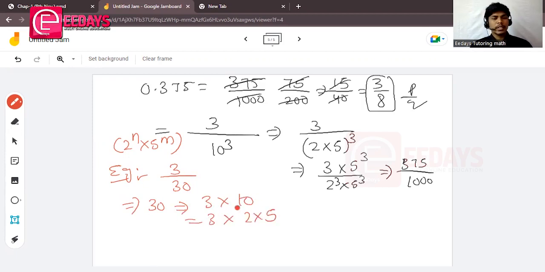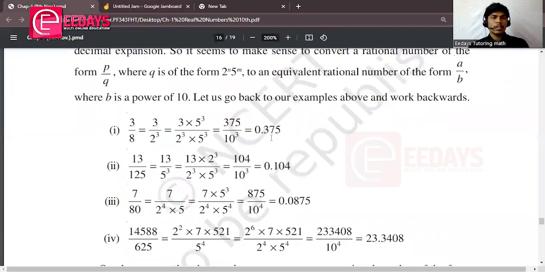Now what is the decimal expansion you'll get? 2 power 1 into 5 power 1 into 3 power 1. So we are getting a 3 as another factor here. But what is the required form? 2 power n into 5 power m. So we can conclude that it is not in the form of a terminating decimal expansion, because the denominator is not in the form of 2 power n into 5 power m. I hope everyone understood how to write the decimal expansion. We'll solve more examples, then you can understand better.